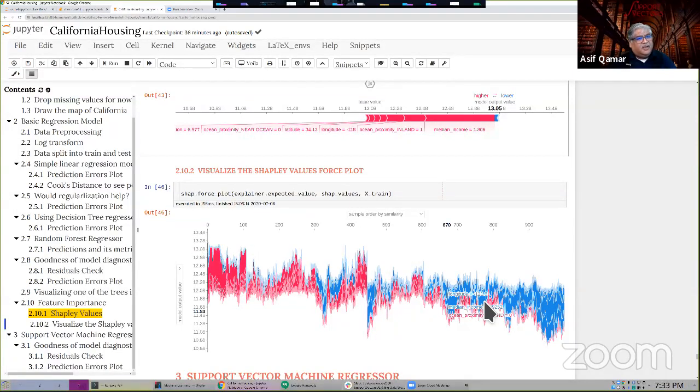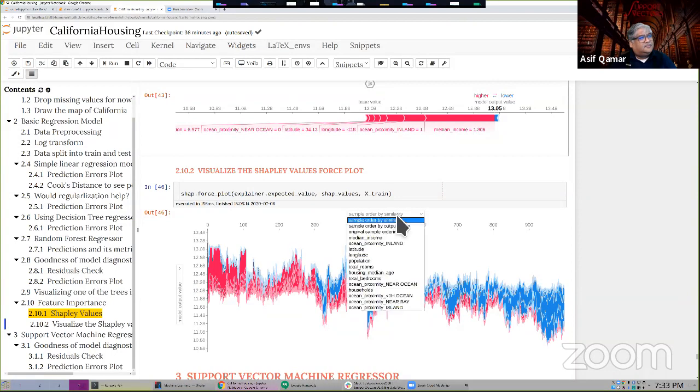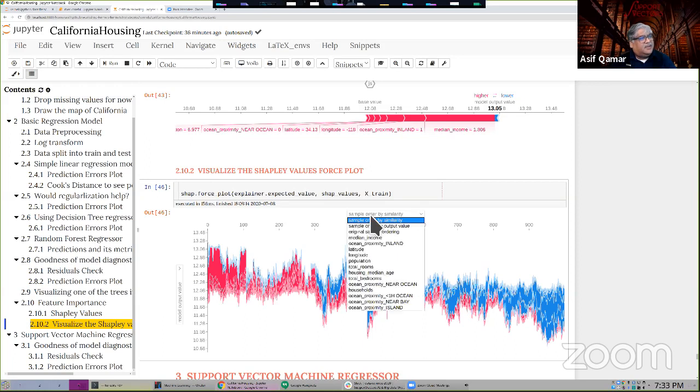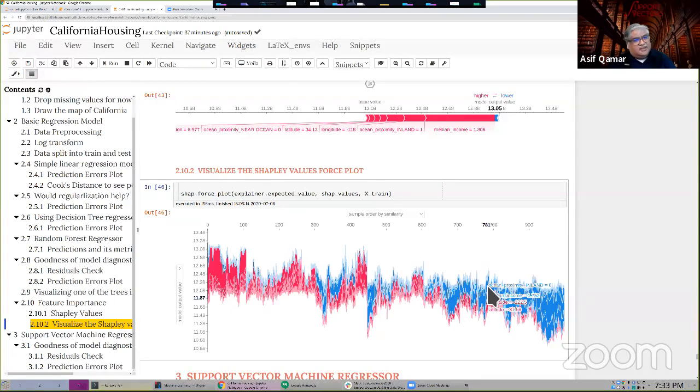On the other hand, if you go here, let me take a fairly expensive home. Order by value. Let me take it this way. So you can order it by different things, by output value, by, okay, I'll leave it as by similarity. So you look at some other point, the median income. At this particular value, the income begins to matter in certain house price values, whether people there are affluent or not, and so on and so forth, right? So the median income becomes huge.